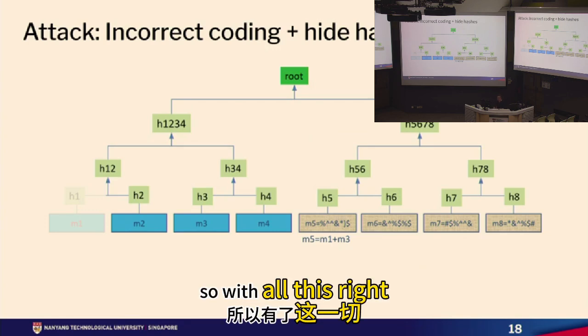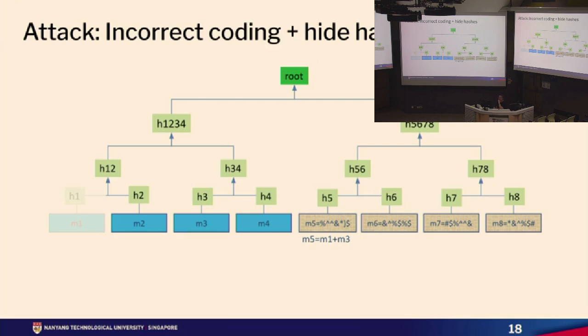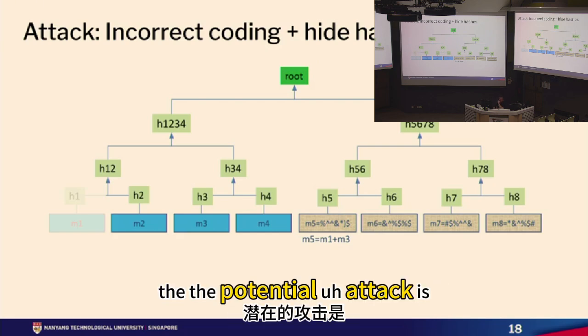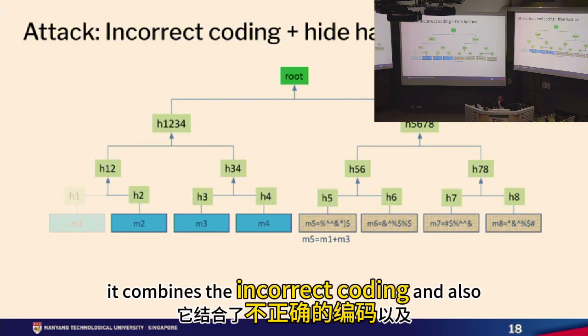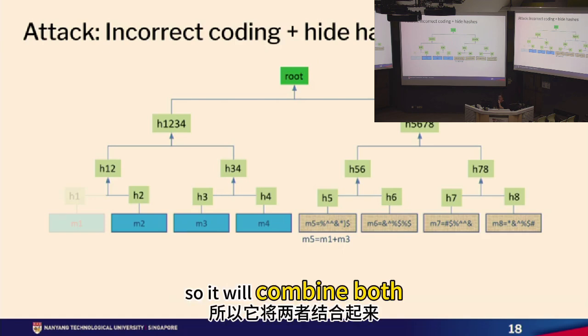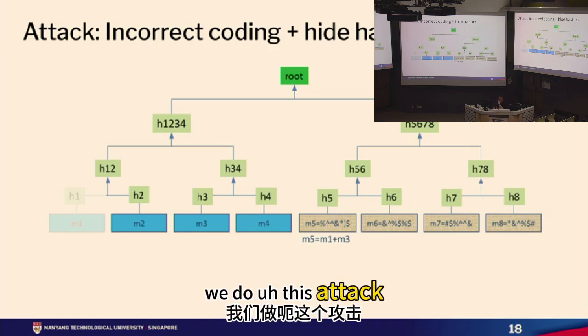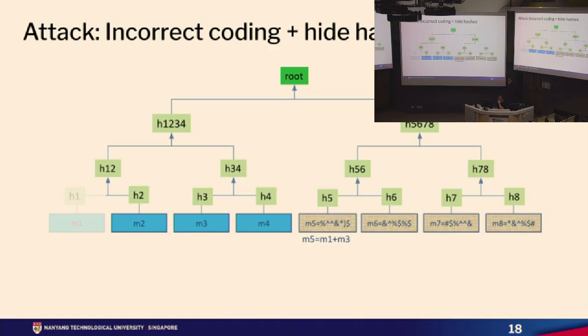So with all this, there's still a potential attack. The potential attack combines incorrect coding and also potentially hiding the hashes. So it combines both the full node and the light node: they do this attack and they will hide the hashes. Then how can we solve this issue?